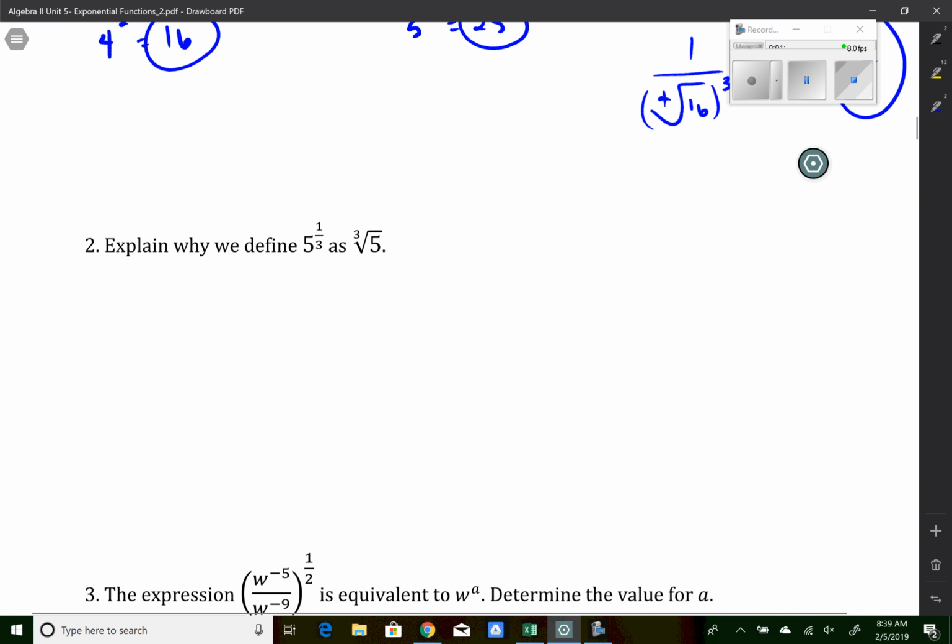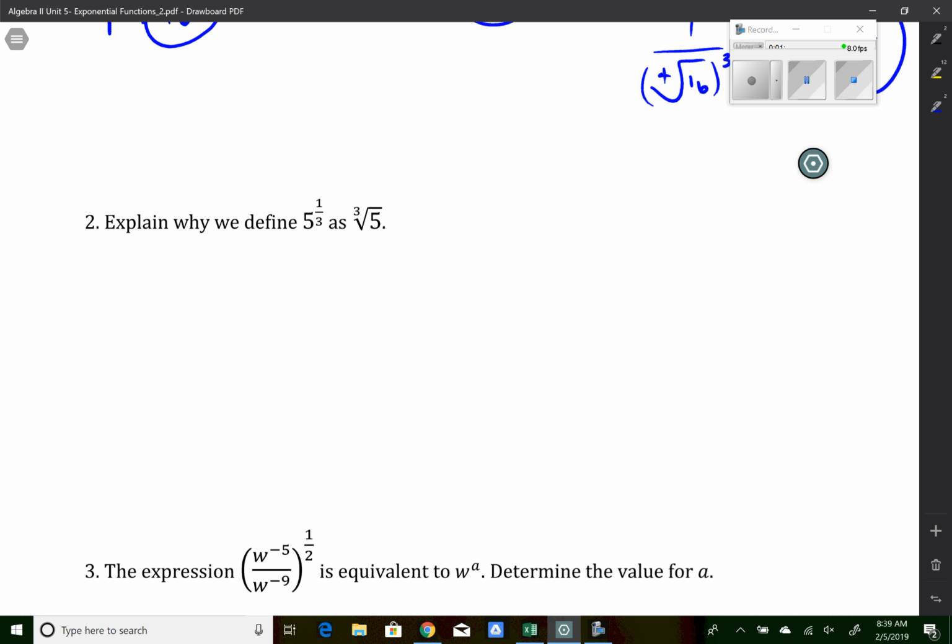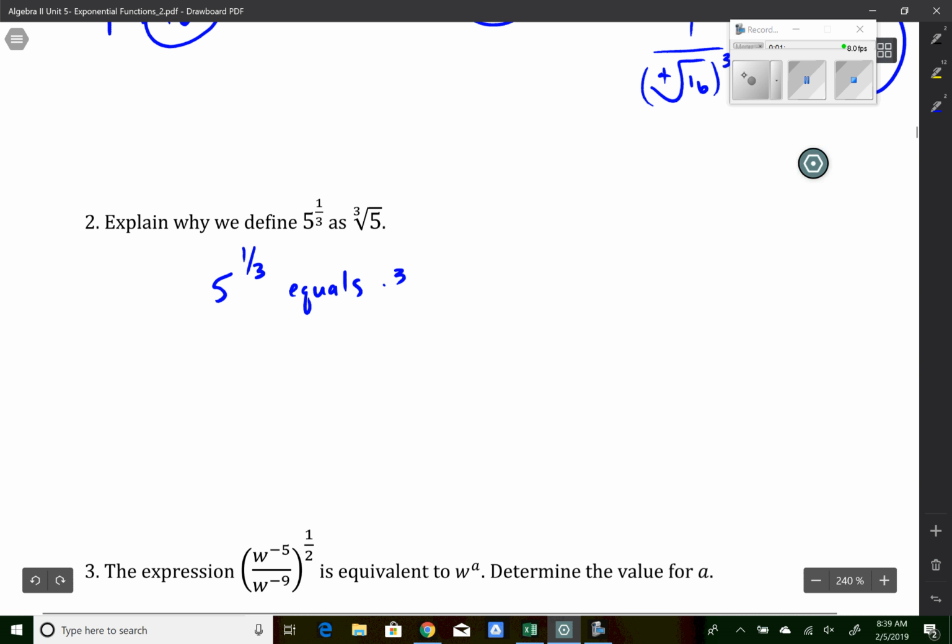Number 2, it says explain why 5 to the 1/3 is the same thing as the cube root of 5. This is actually a Regents question. So to explain this, I can say 5 to the 1/3 power equals the 3rd root of 5 to the 1st power because of the rule exponent over root. That is a good enough explanation for me.